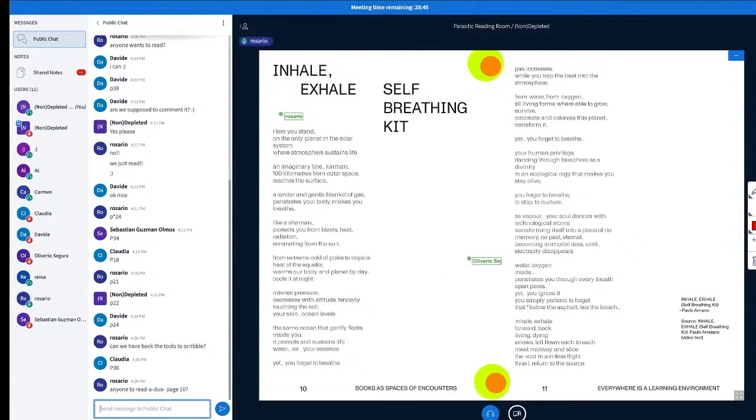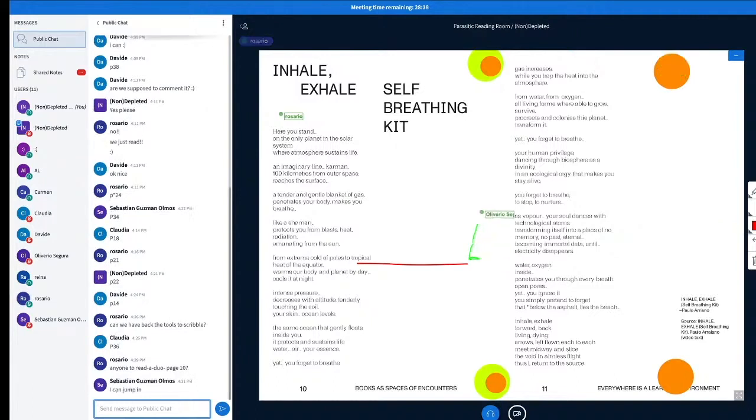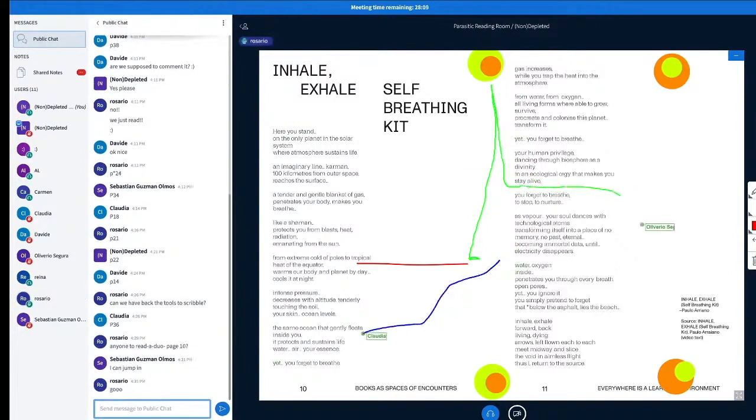From extreme colds of the poles to the tropical heat of the equator, it warms our body and planet by day, at night. Intense pressure decreases with altitude, tenderly touching the soil. Your skin, ocean levels. The same ocean that gently floats inside you. It protects and sustains life, water, air, your essence. Yet you forget to breathe. Gas increases while you trap the heat into the atmosphere.